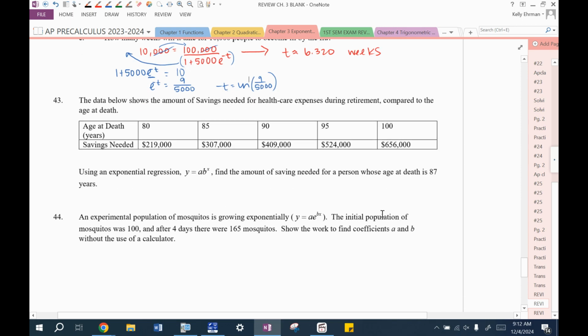Okay, last couple of problems. So I think we had a regression, one or two problems in our textbook assignment, but it's been a while. Maybe an AP Classroom, I can't remember. The data below shows the amount of savings needed for healthcare expenses during retirement compared to the age at death. Using an exponential regression, so it tells you what to do, find the amount of savings needed for a person whose age at death is 87. So we need to get a regression model and then set it equal to 87.